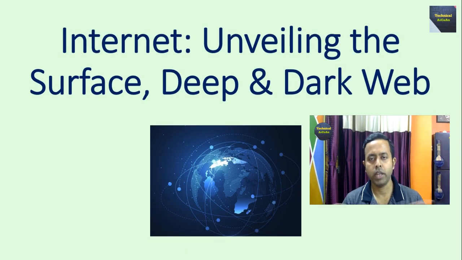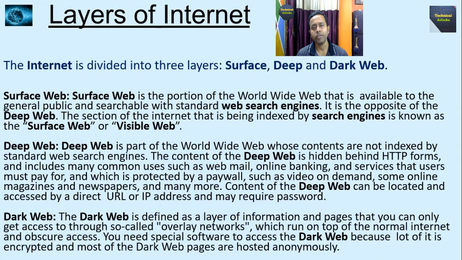So friends, today I will discuss the topic internet, where we are unveiling the surface web, deep web and dark web. Okay. So at first we should know what are the different layers of internet. Basically internet is divided into three layers. One is surface, another is deep and another is the dark web. Okay. What is surface web?